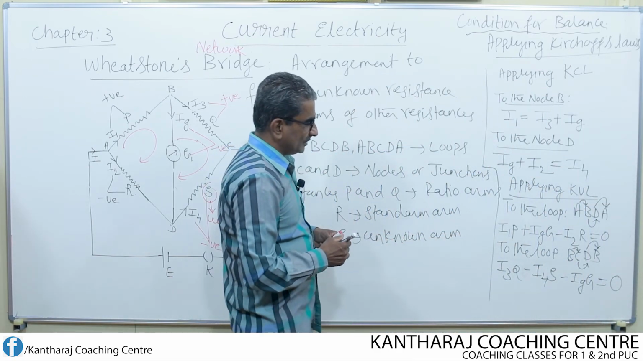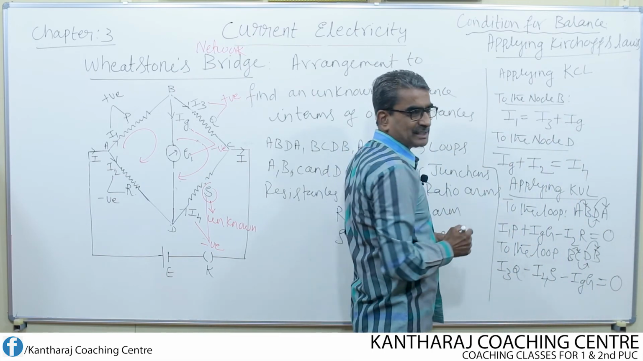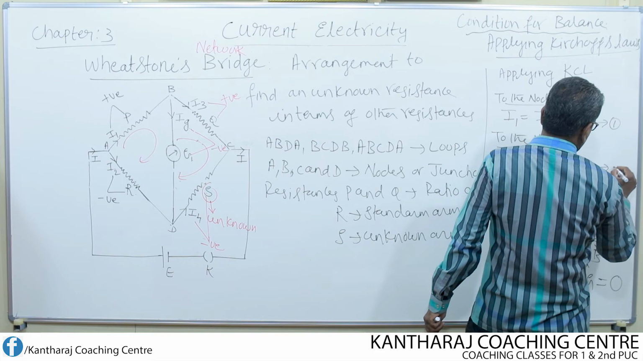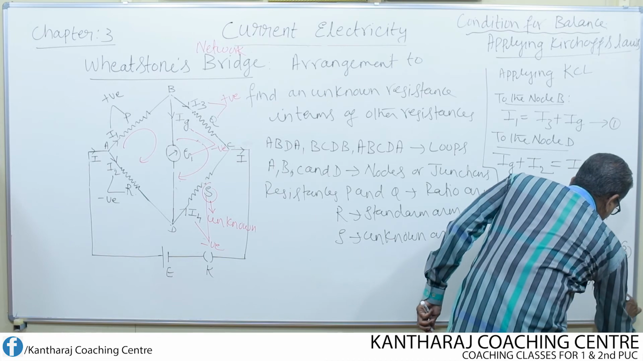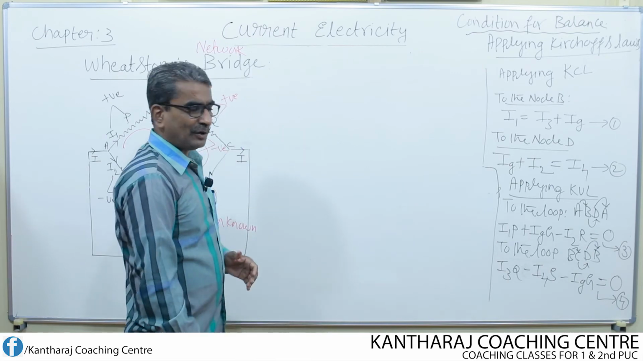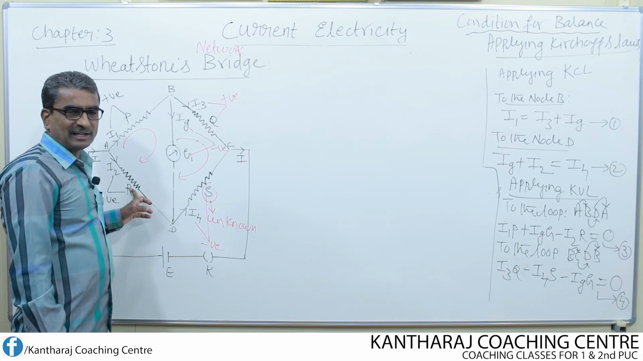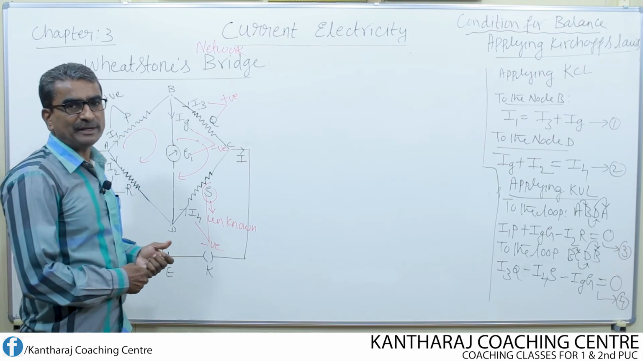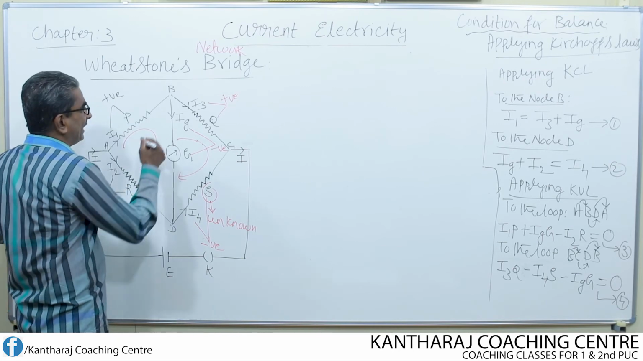Okay. So, now we have with us 4 equations. 2 from Kirchhoff's current law and 2 from Kirchhoff's voltage law. Let us call this equation 1, equation 2 and this equation 3 and equation 4. Now what I do means, I adjust the value of the resistance R in such a way that the potential difference between the point B and D should become equal to 0.